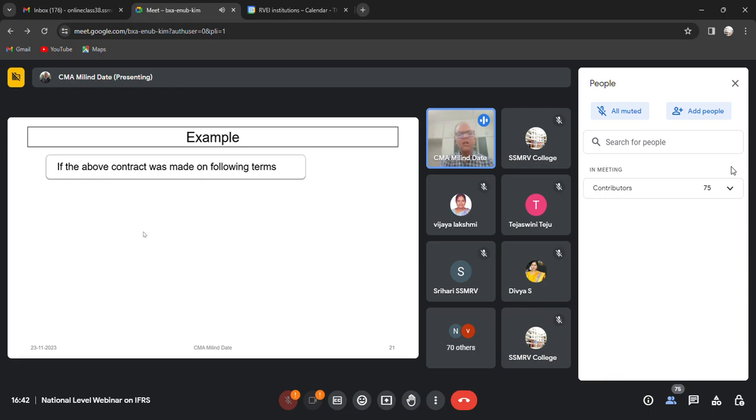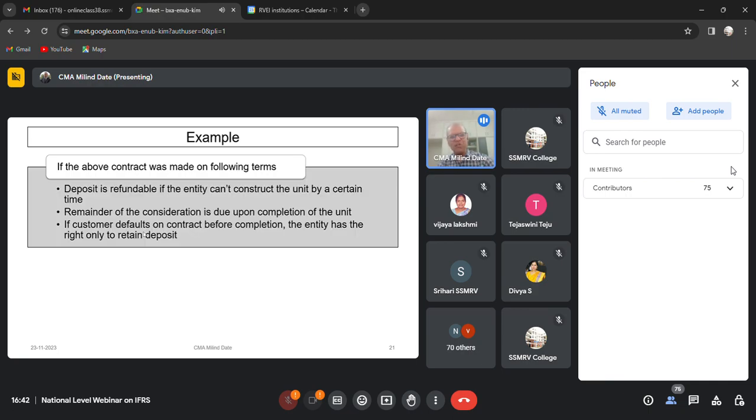If now I just give you an example where the contract is altered, other conditions remain the same, but now let us see. It's not a non-refundable deposit, it's a refundable deposit. If the company cannot construct it by a certain time period, like I stated under RERA, the amount paid has to be refunded. The remainder of the consideration is due only on the completion of the unit. So it's not due as per progress payments. No, it's due only on completion of the unit. And if the customer defaults, the entity can transfer that unit to somebody else.